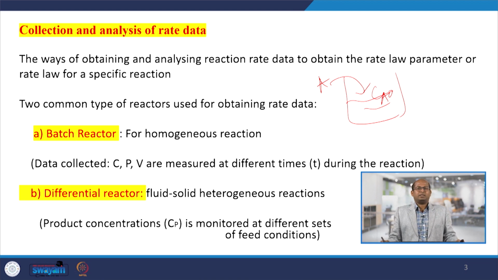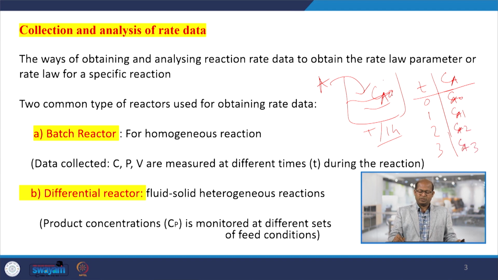Once time passes at a particular temperature, let us say 1 hour is required to complete the reaction. Then at different times we measure the concentrations. If you take a sample out from the batch reactor, at time 0 it was the initial concentration of the reactant. Once time is passing, at t equals 1 the concentration is CA1, at t equals 2 the concentration is this, at t equals 3 the concentration is this. That way for up to 1 hour.